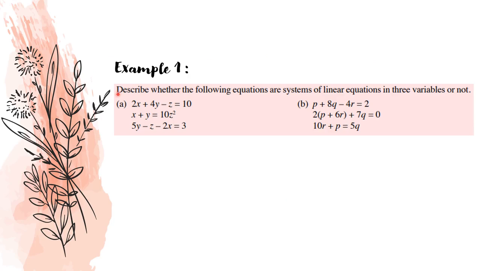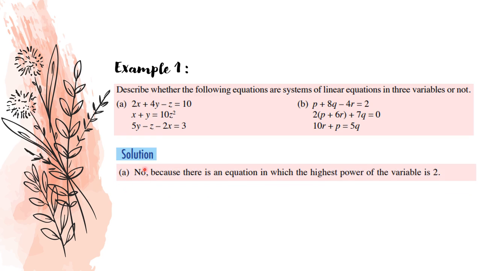Okay, example 1. Describe whether the following equations are a system of linear equations in three variables or not. For question A, we have three equations here: 2x plus 4y minus z is equal to 10, and then x plus y is equal to 10z squared, and then 5y minus z minus 2 is equal to 3. And this is the three equations for B. Okay, let's check the solution.